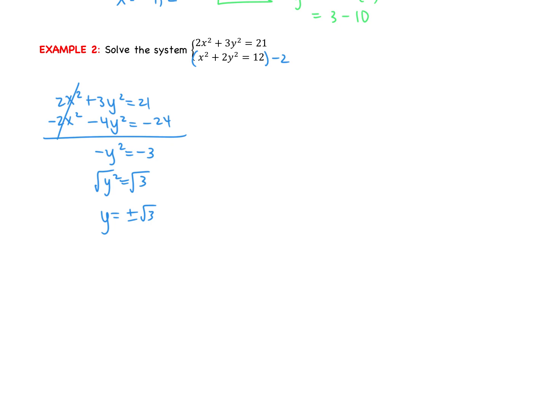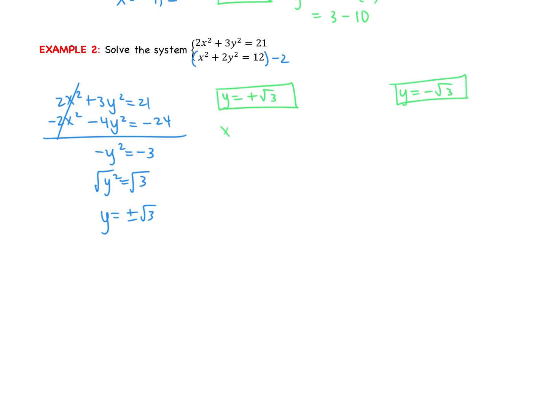Okay, so we have two values of y, which means we need the x values. Which equation would you all like to use, the first one or the second one, to find x? Yeah, I'm going to choose the second one because it's just a plain old 1x squared. But if you want to use the first one, you can. So that's what we're going to do next. We have y is equal to +√3. And then we're also going to do y is equal to -√3.